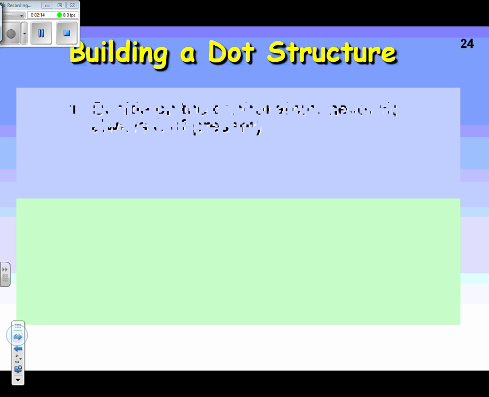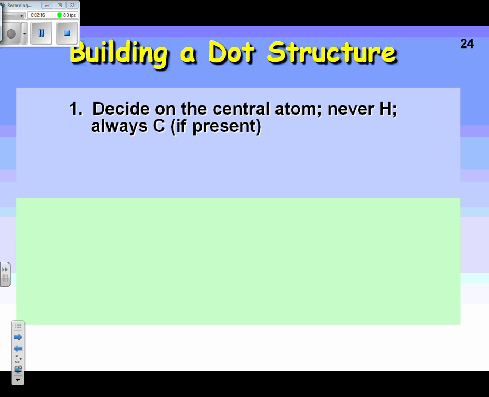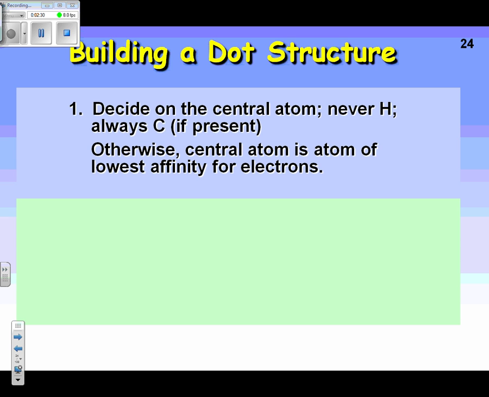Okay, so the way we're going to go about this, we're going to decide on the central atom. It is never, ever hydrogen, and it is never fluorine. It's very rarely a halogen at all. It is carbon if present. And the central atom is the one that has the lowest affinity for electrons. Generally, that's going to be the first one written in a formula. That will be your center atom.